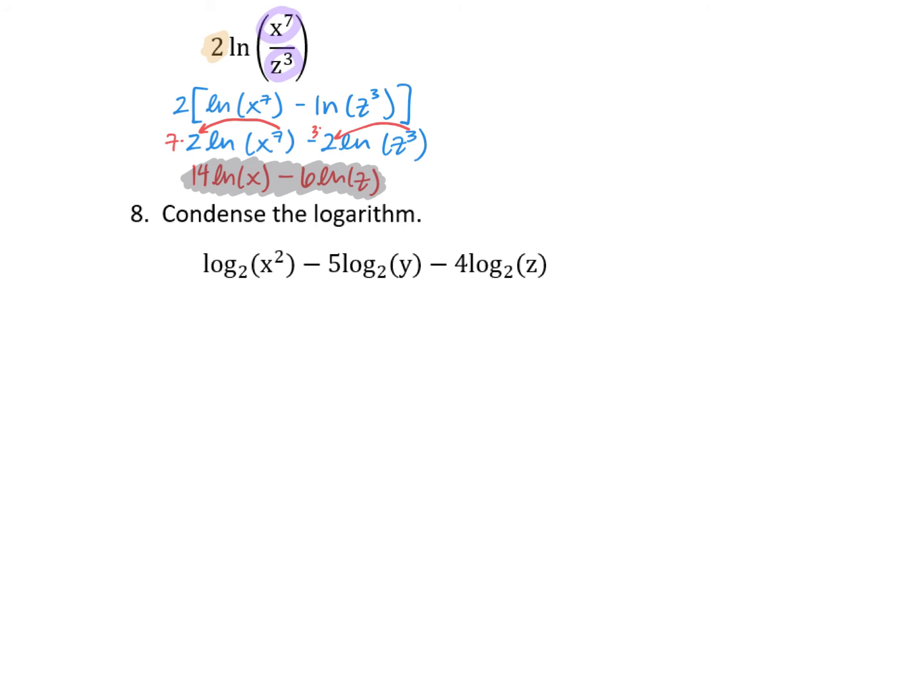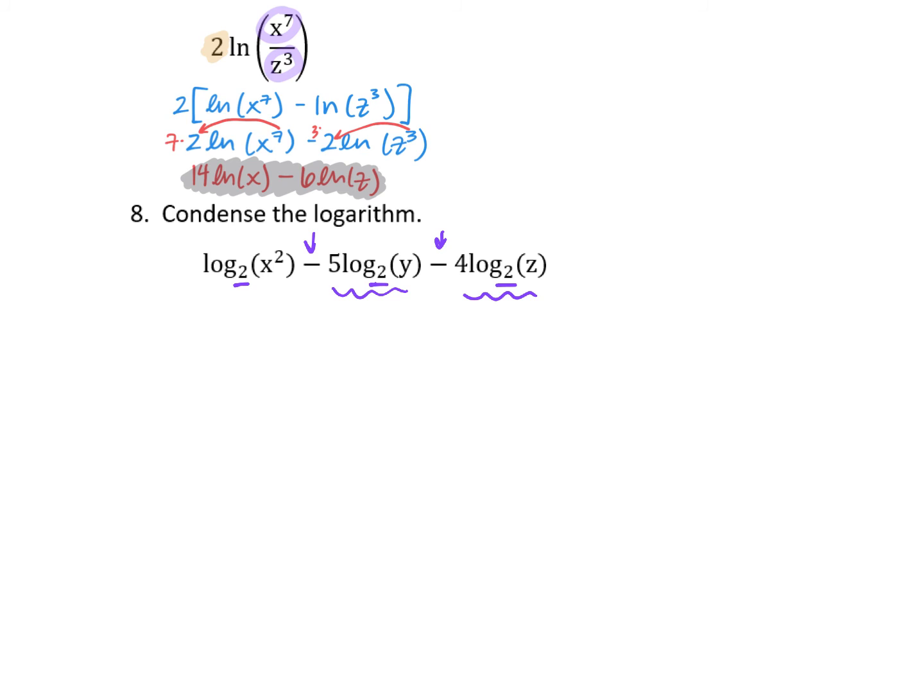The last problem on this section is going to be in the reverse direction, so condensing the logarithm. We can combine these three terms since they all have the same base, log base 2. Anywhere I see a subtraction sign, I know that the term after it is going to go into the denominator of the single condensed logarithm.